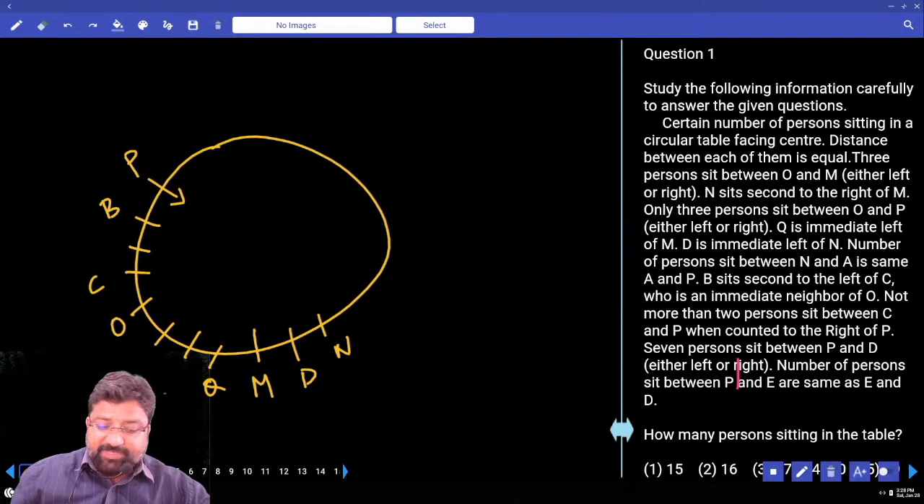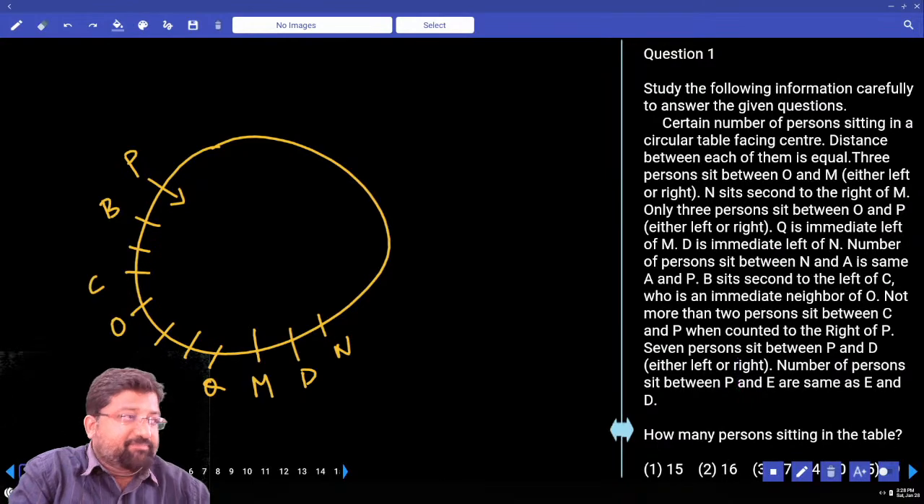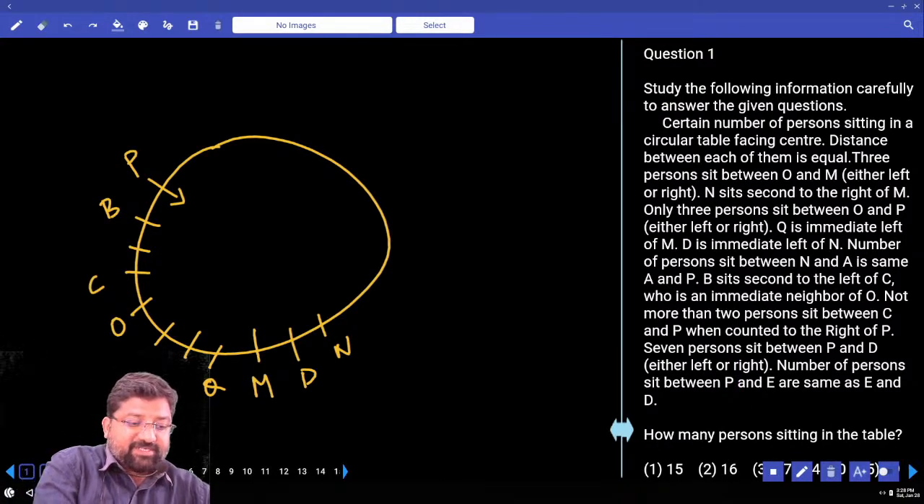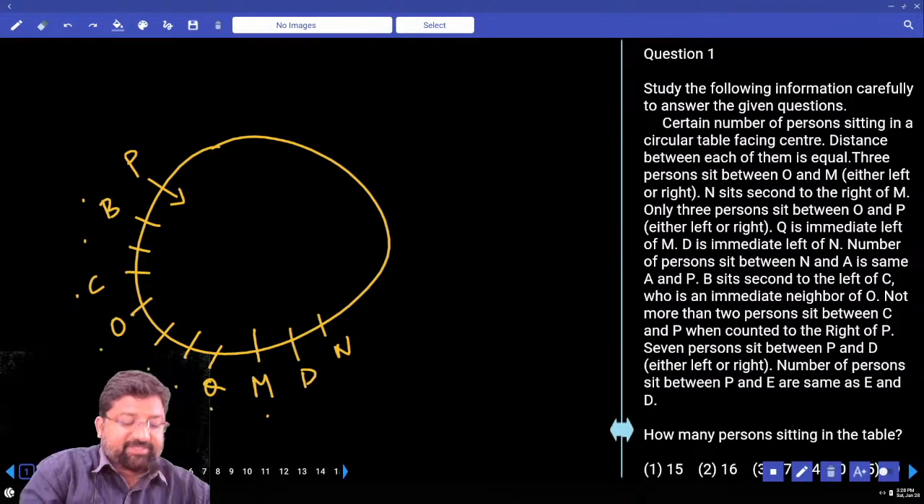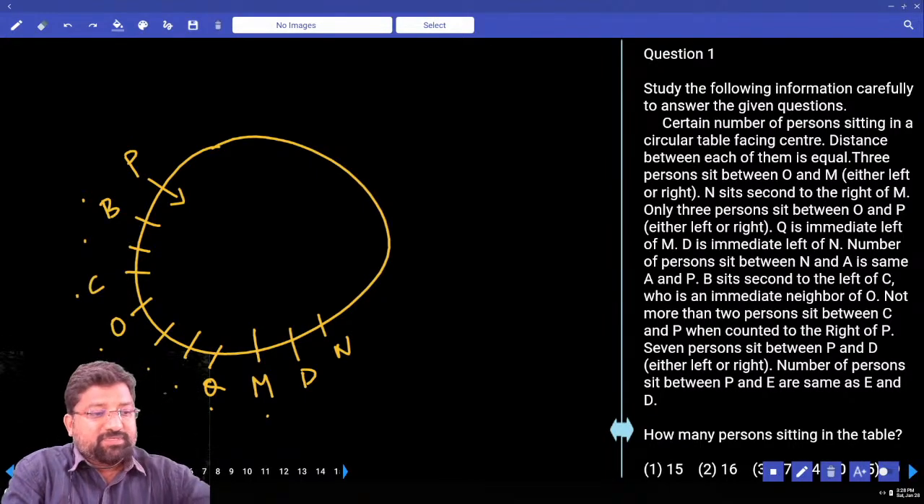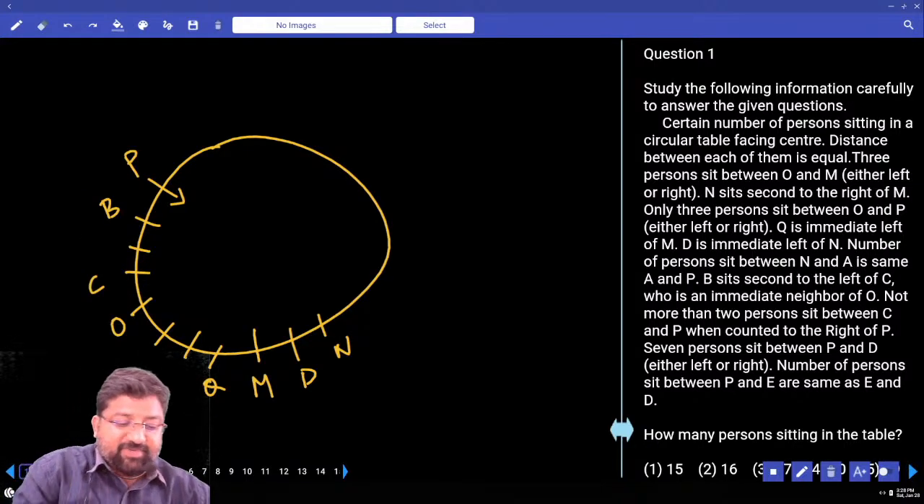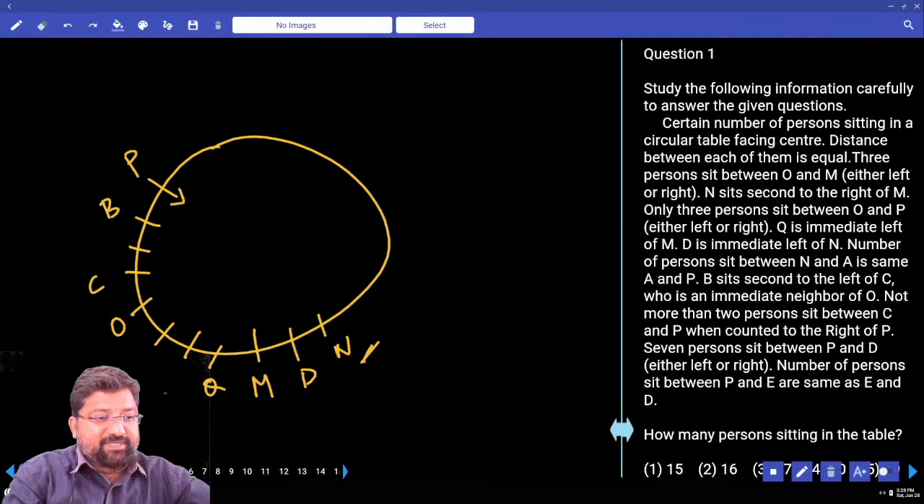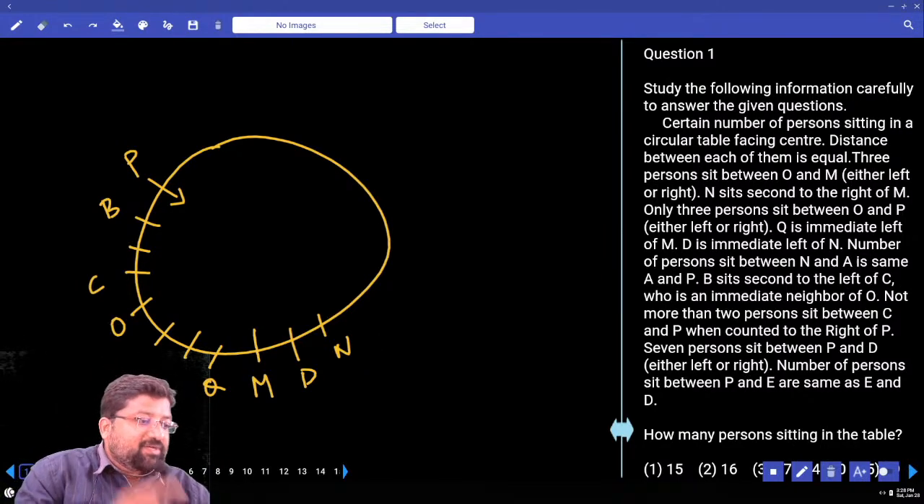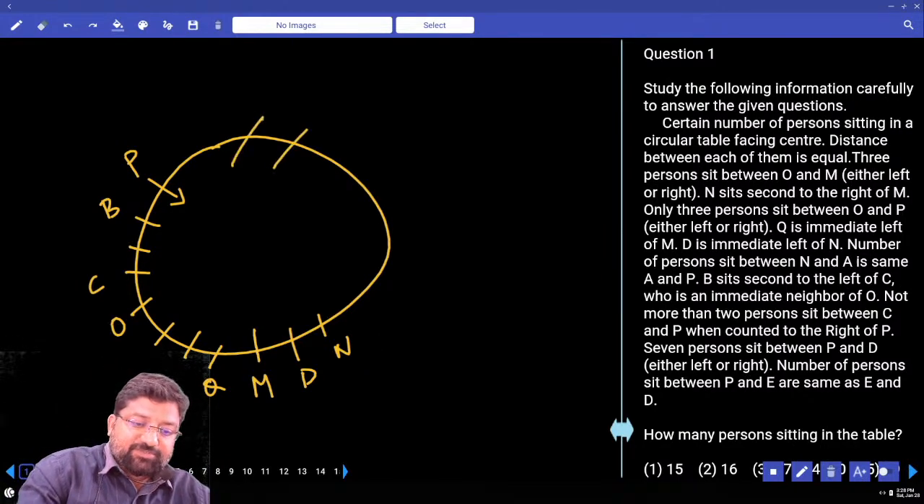7 persons sit between P and D, maybe on the right side or maybe on the left side. If I go for the right side, 1, 2, 3, 4, 5, 6, 7, 8. Is it correct? No, it should be 7. So I will go to the left side of P. Already on the left side of P there is one person here. Who is he? N. And about how many more people are needed? Only 6 people: 1, 2, 3, 4, 5, 6.